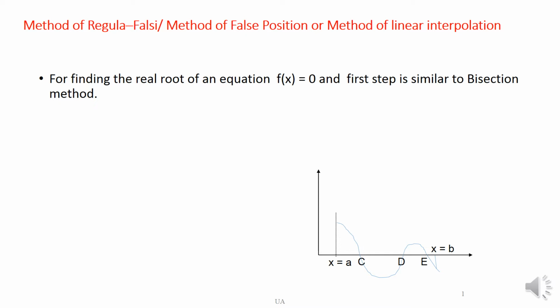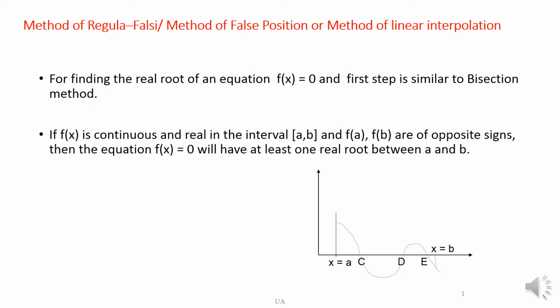So what is the first step? That we try to find out an interval where the function changes its sign. So how do we write that? If f(x) is continuous and real in the interval [a, b] and f(a) and f(b) are of opposite signs, then the equation f(x) = 0 will have at least one real root between a and b.